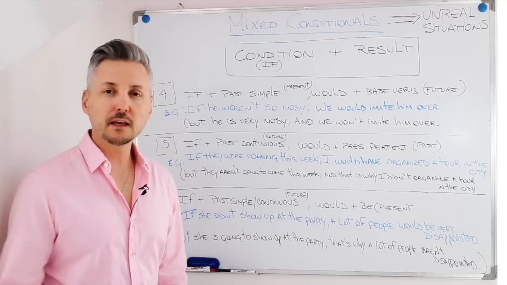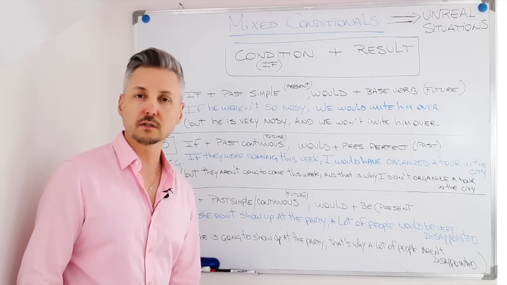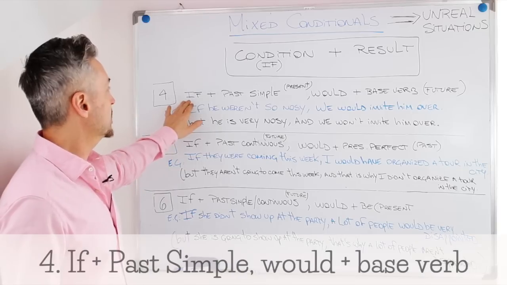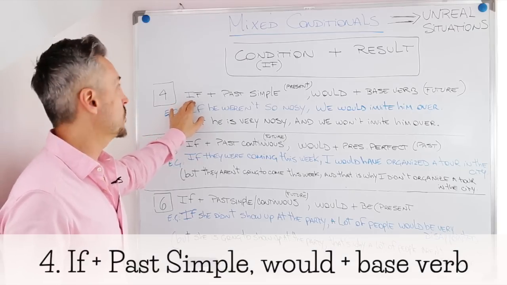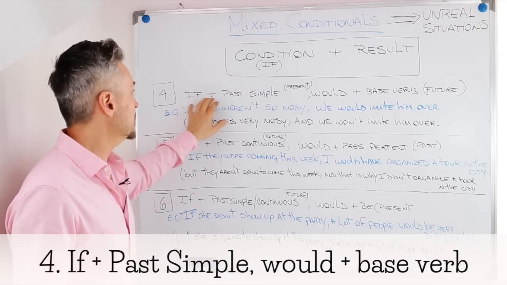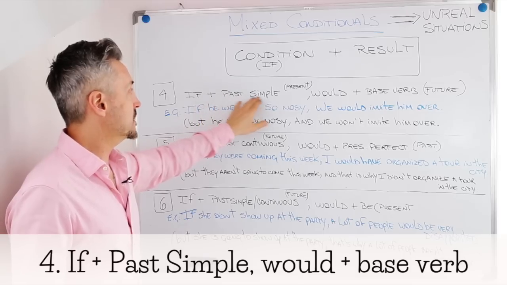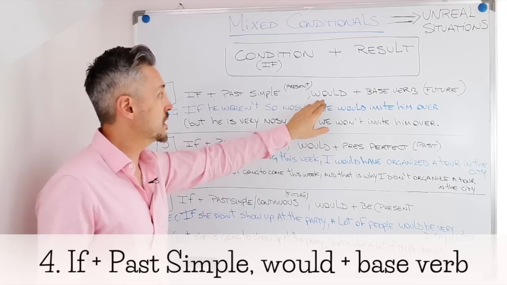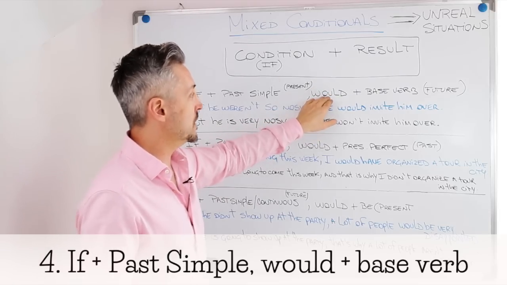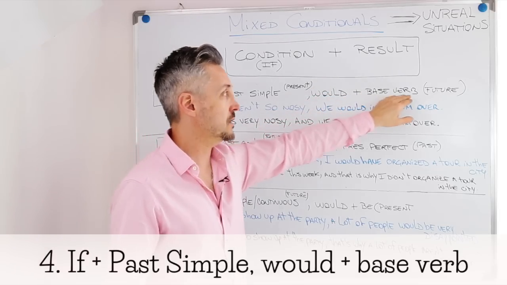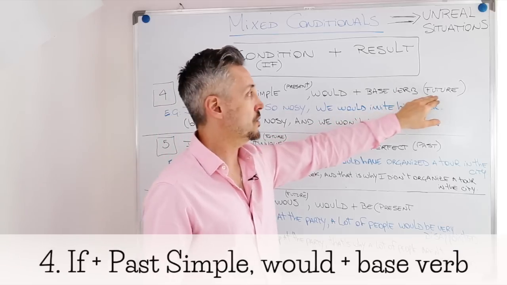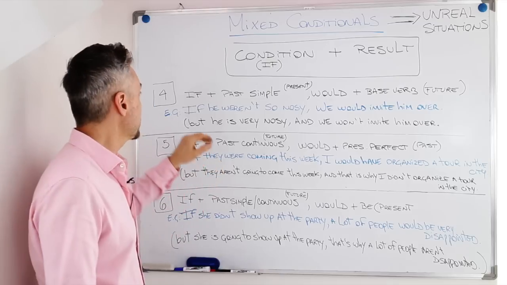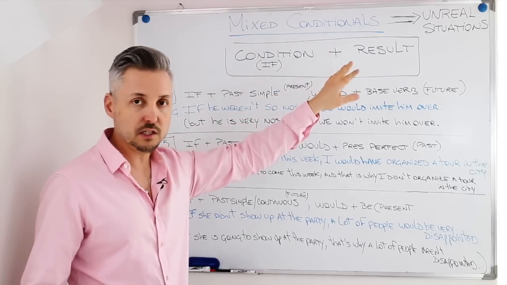Now let's look at the other 3 mixed conditionals, other 3 patterns. So the fourth one is after if, so the condition part of the sentence, we put the past simple, which refers to a present situation. And then the result would be with would plus the base of the verb. So a future result. We're talking about unreal situations.